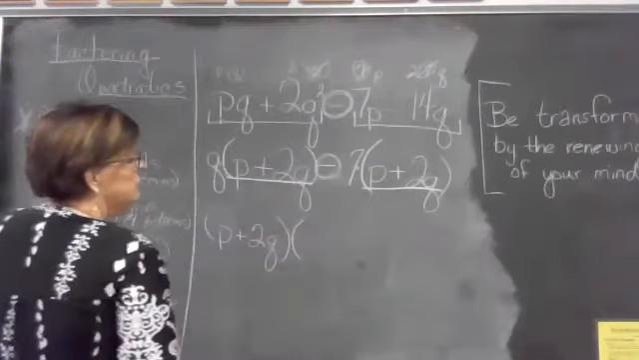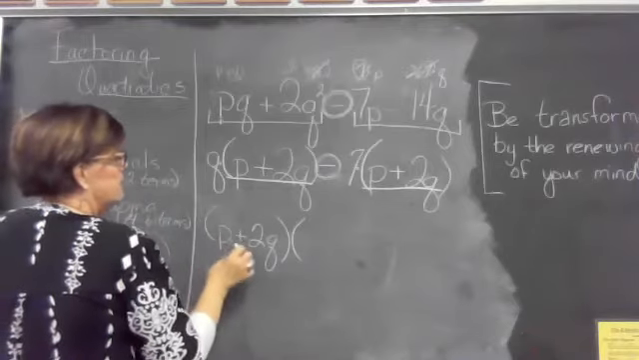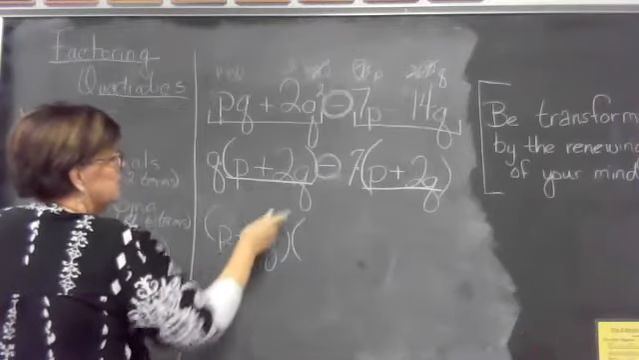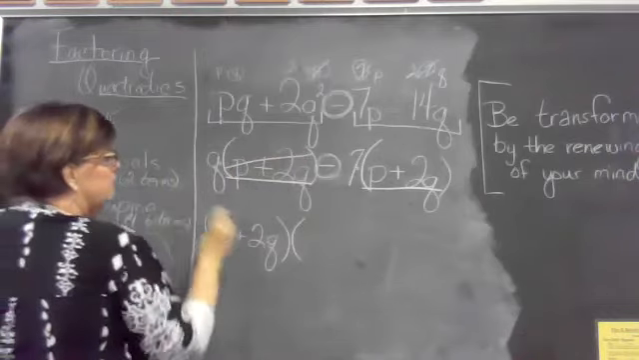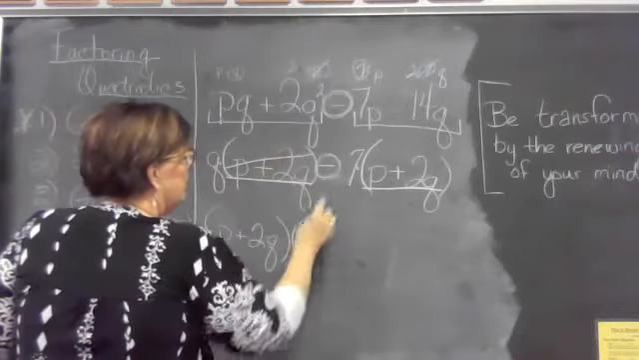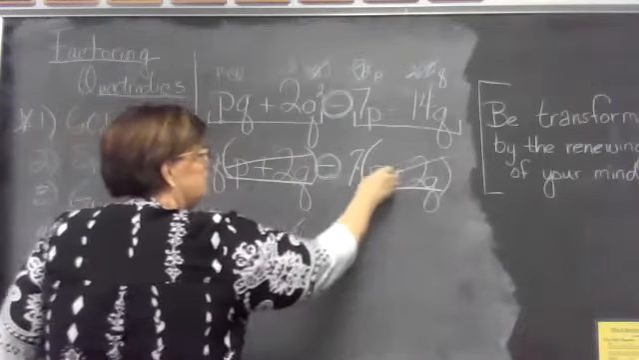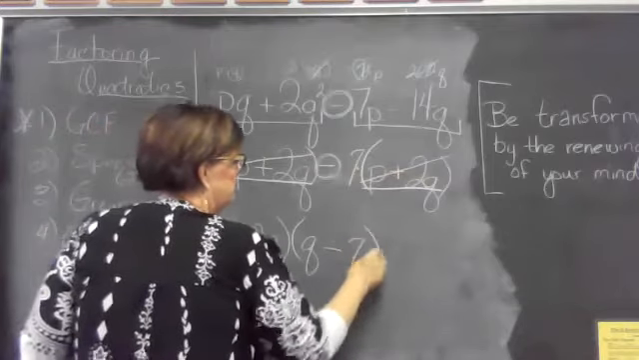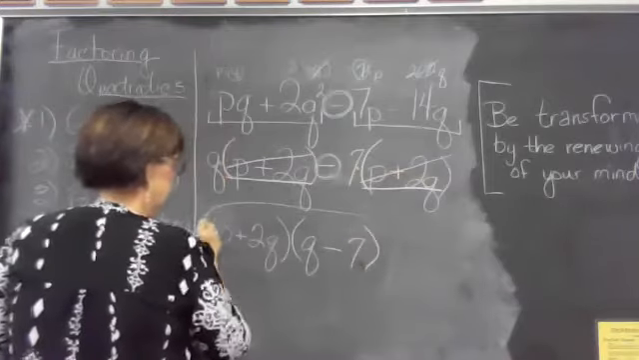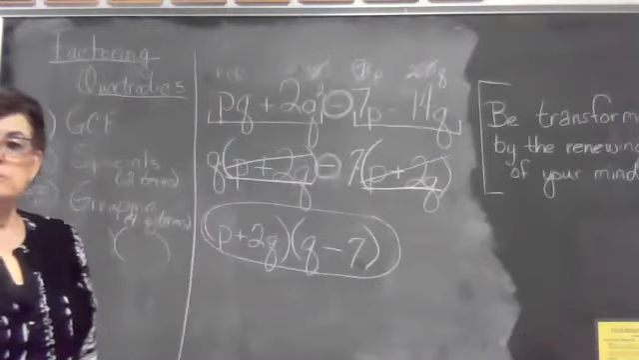I open another set of parentheses. Now I divided this out of this, so all I have left is a Q. Minus. I factored this out because it's out front now, because there's a 7. This is your answer.